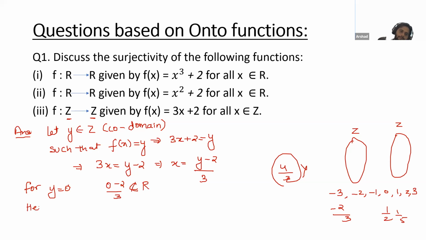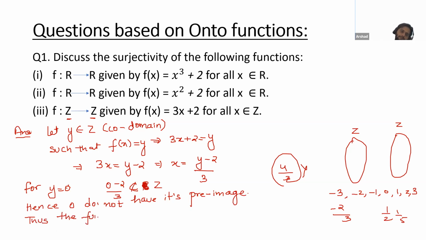Hence, 0 does not have its preimage. Sorry, why have I written R here? Z. And 0 does not have its preimage. Thus, the function is not onto.